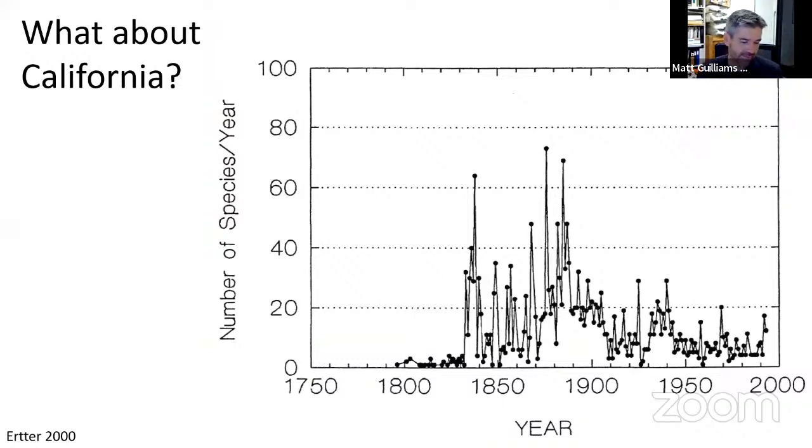Okay, Matt, well, that's worldwide. Maybe that's the tropics. What about California? So this is a figure that was taken from Barbara Ertter's great paper in 2000 that focused on this issue specifically. On the x-axis is year, and on the y-axis is number of new taxa described in that year.